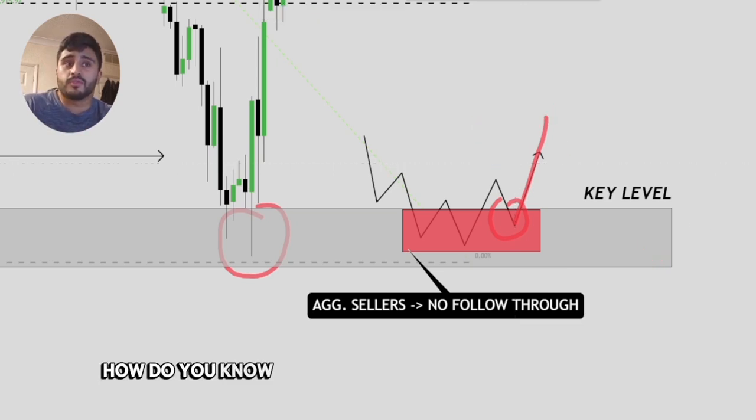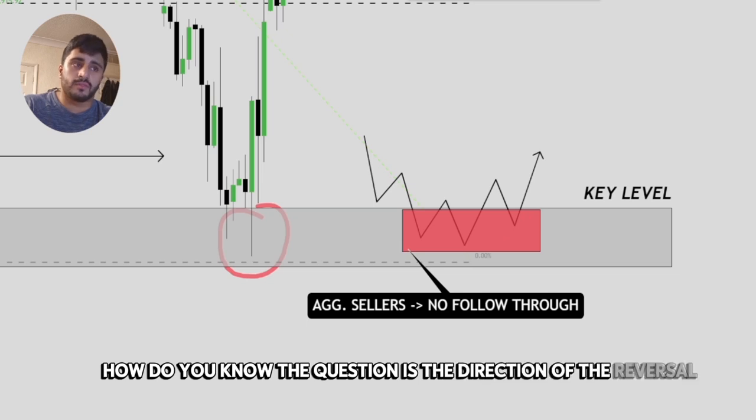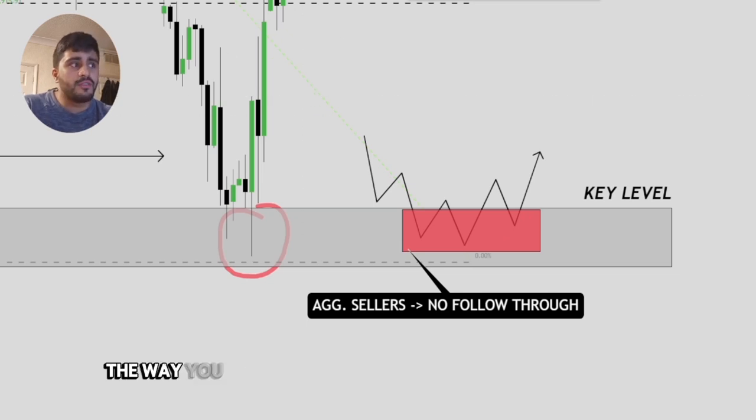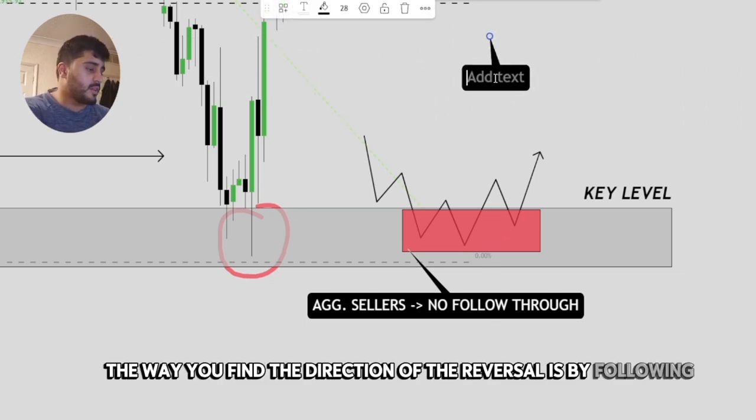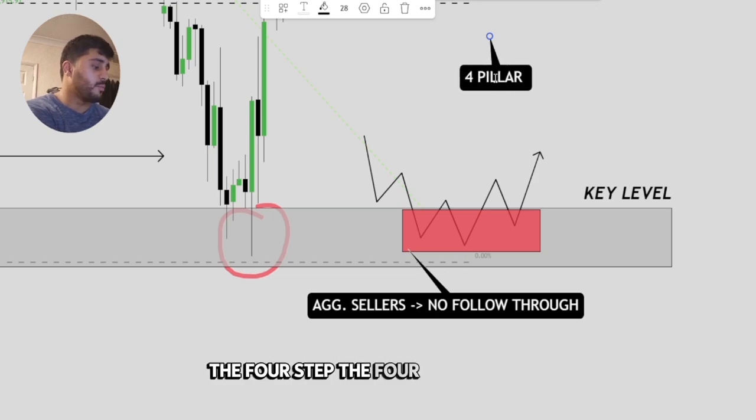The question is the direction of the reversal. That's what's important. And the way you find the direction of the reversal is by following the four pillar framework.